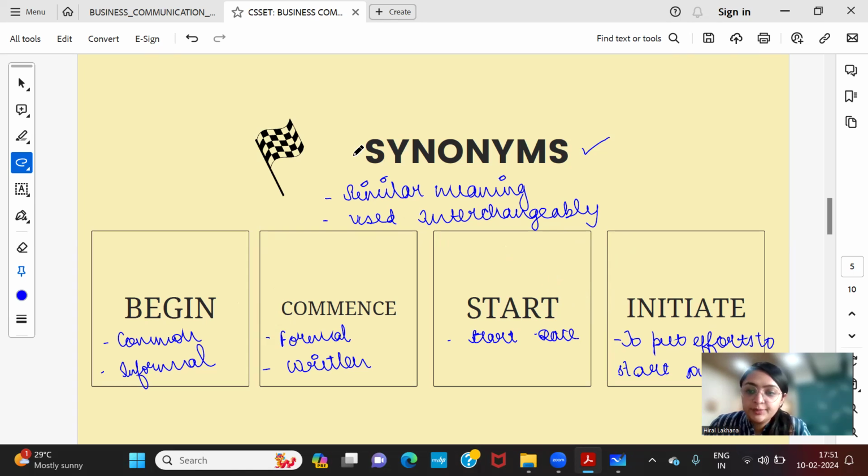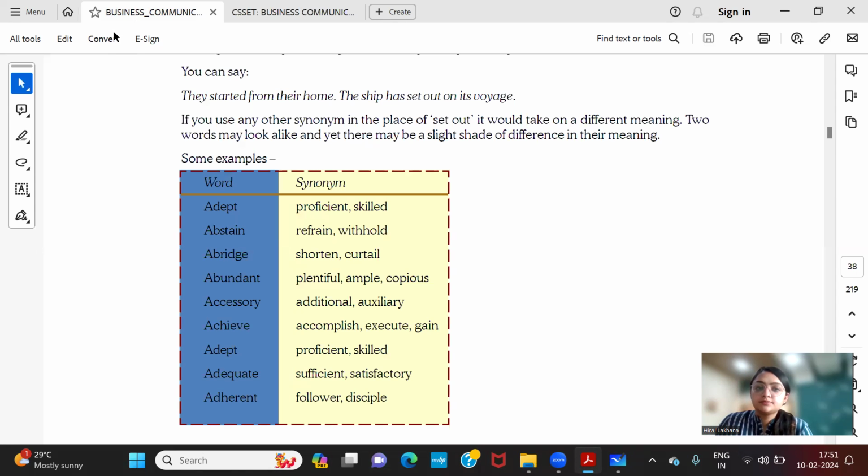So now, to have a deeper look into the types of synonyms and the different examples for synonyms, let's quickly move to our module. Yes. So if you could see here, we have some examples of synonyms, that is words which have more or less the same meaning and are often used interchangeably.